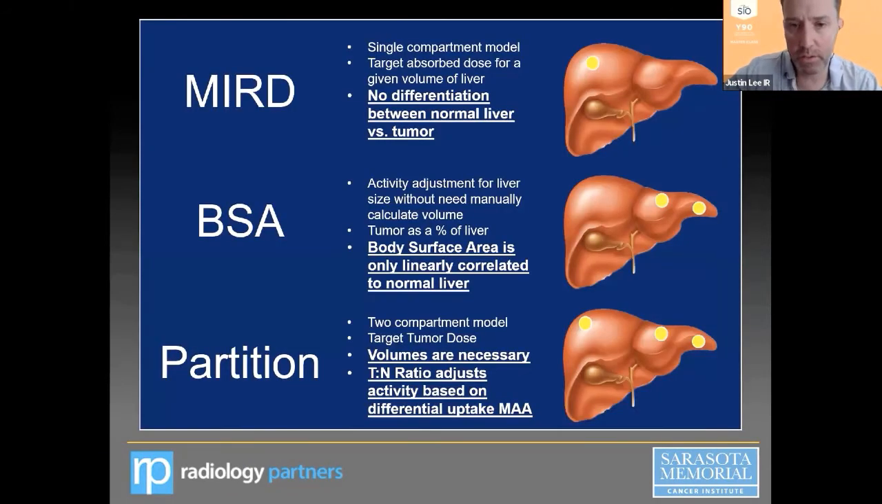This is going to be the only slide that I have really about the dosimetry models, and I think it's impossible to do a 15-minute talk about dosimetry and not at least mention them, but this is the way that I kind of think of them.